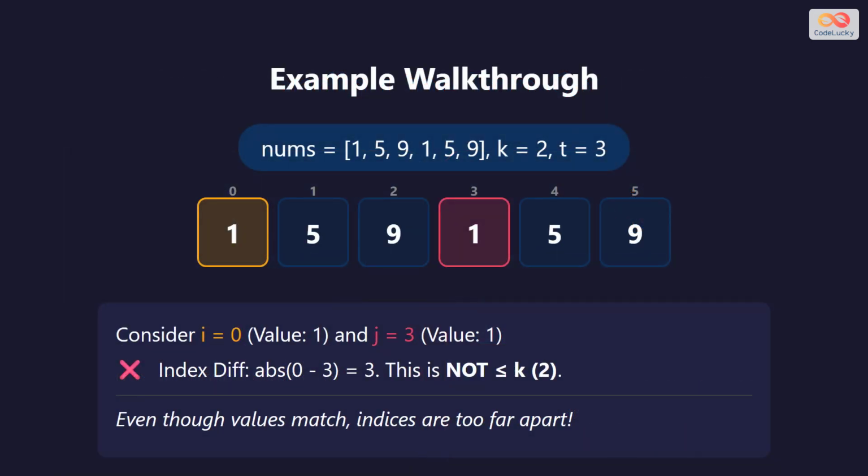Let's see an example. Here nums is 1, 5, 9, 1, 5, 9, with k equal to 2 and t equal to 3. If we look at the first 1 at index 0 and the second 1 at index 3, the values are identical. However, the indices differ by 3, which is greater than our limit k of 2, so this pair is not valid.